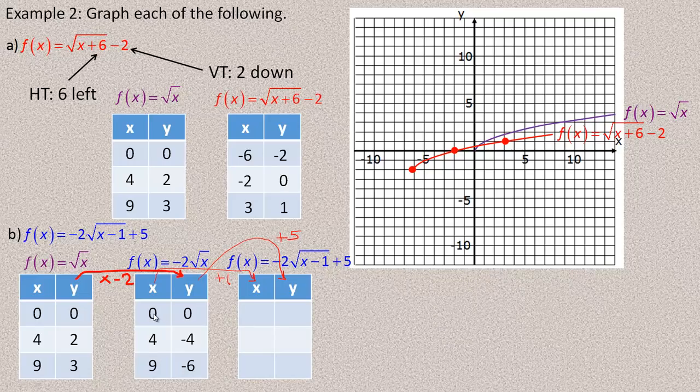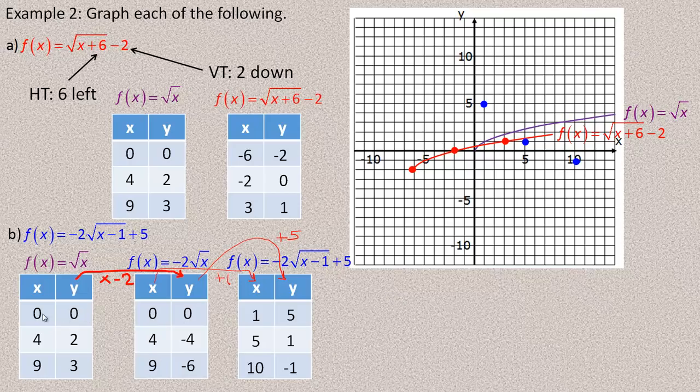So we're going to add 1 to all these. So 0 plus 1 is 1, 4 plus 1 would be 5, and 9 plus 1 would be 10. And then we're increasing all the y's by 5 because we're going up 5. So 0 plus 5 is 5, negative 4 plus 5 is 1, and negative 6 plus 5 is negative 1. And so we'll plot these points. So (1, 5) would be right there, and then (5, 1) is right there, and then (10, -1) is right down here. And we can draw a graph.